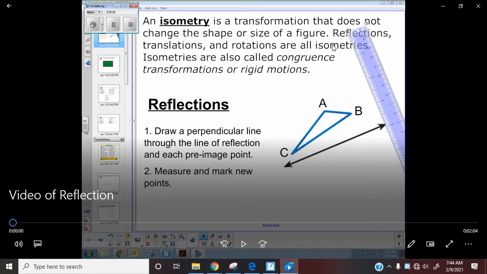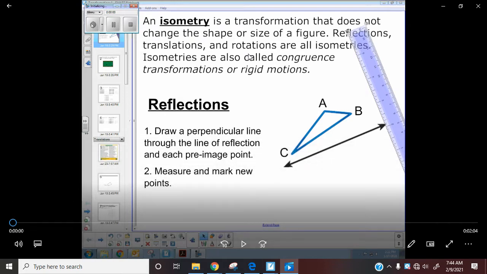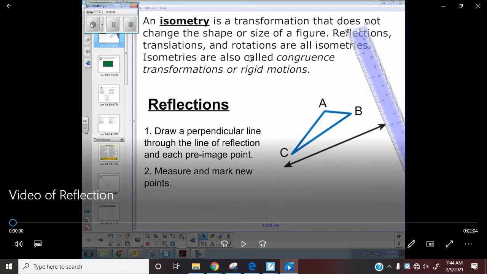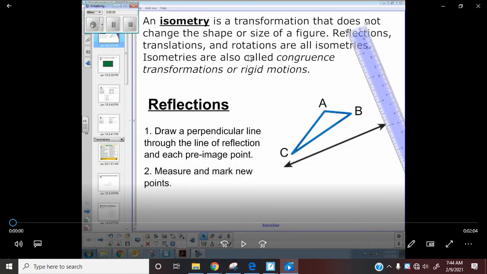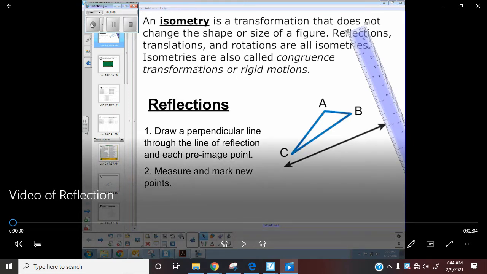figure. So the ones that we're studying in this unit are reflections, translations, and rotations. Those are all considered isometries. Dilations that we've done in the past are not considered isometries because it changes the size. It either makes it smaller or larger. One of the things to note there is that isometries are also called congruence transformations, meaning that when you go from the pre-image to the final image, that your two images are going to be congruent.